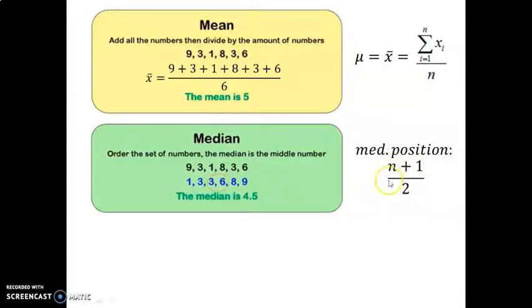This formula is used to figure out the position of the median in the data set. We do the number of data points plus 1, divided by 2. So for example, here we have 6 data points, so we do 6 plus 1 divided by 2. That gives us 7 over 2, which is 3.5. That tells us not what the median is, but the position of the median.